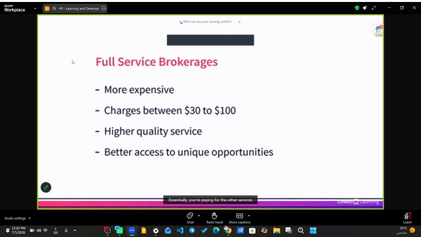Essentially, you're paying for the other services the brokerage firm offers through the more expensive trading fee. A few firms, particularly in Europe, charge for these other services separately, but that is not common within the U.S. today.